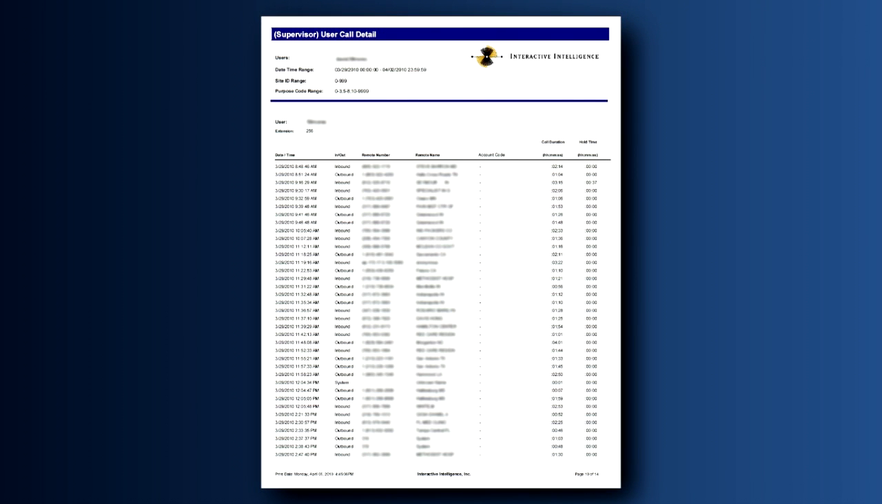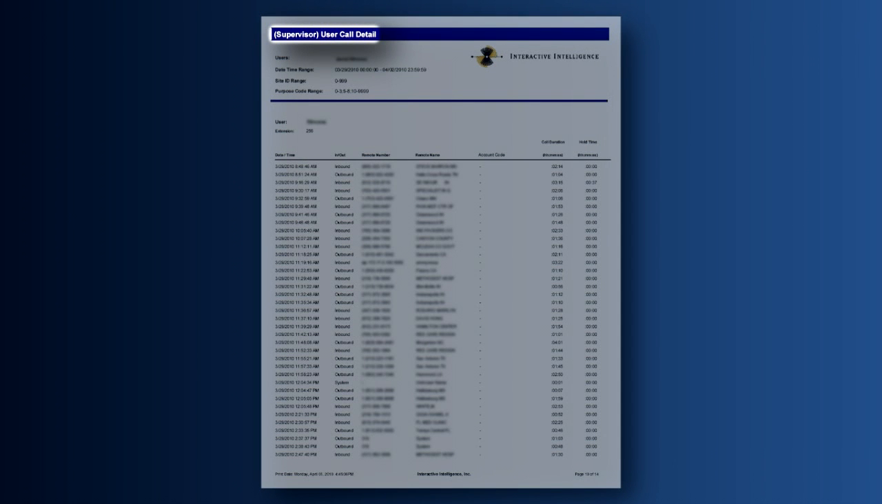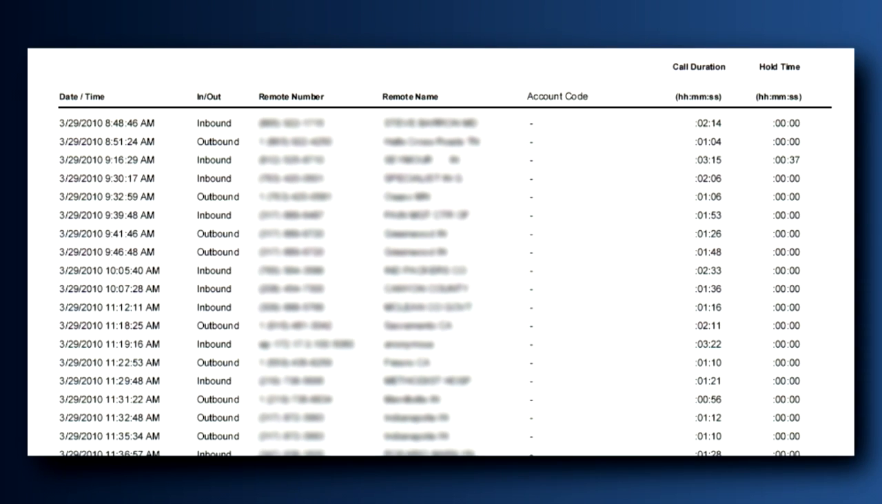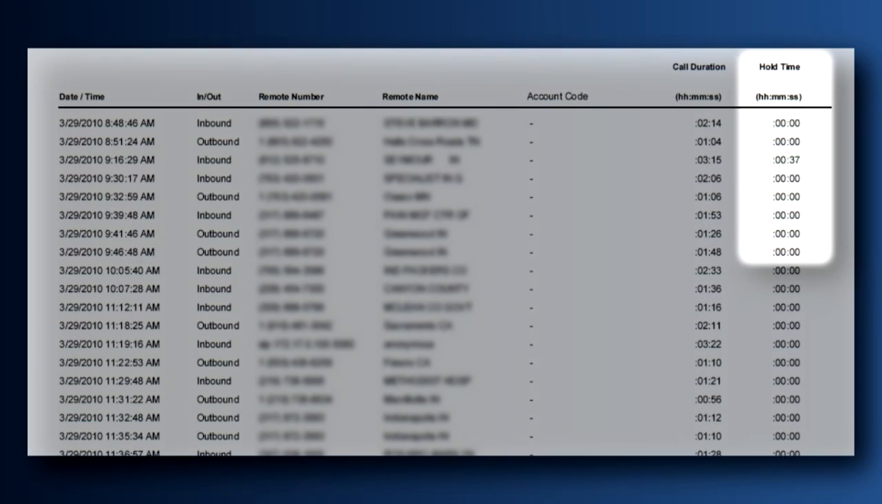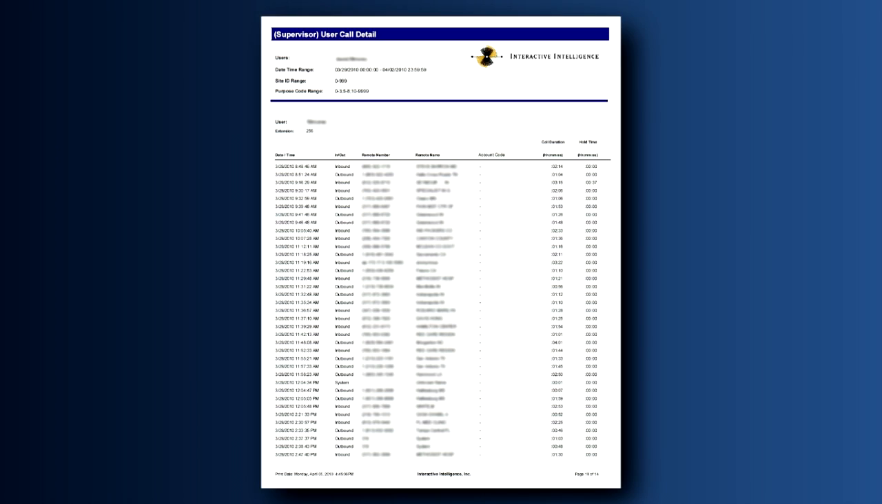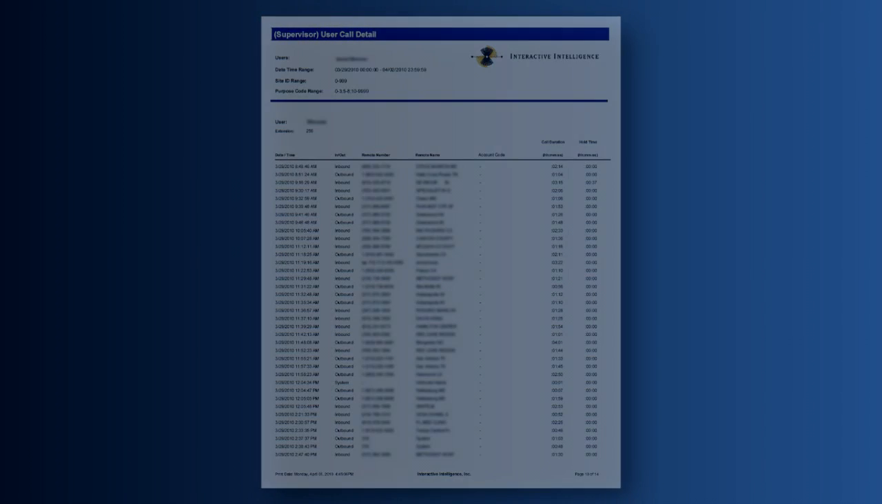We've arrived at report number 5 in the top 5+1. This final agent report is the user call detail report, and as you can see, it is long and detailed. Every single inbound and outbound telephone call for the agent for the time period you run the report. The most important thing I want you to see on this report is the far right-hand column, hold time. This is the only report where you can see how long an agent actually put a customer on hold. Very, very helpful statistic. If you've got a customer saying, they left me on hold forever, this is the report where you find that information. So report number 5, user call detail.